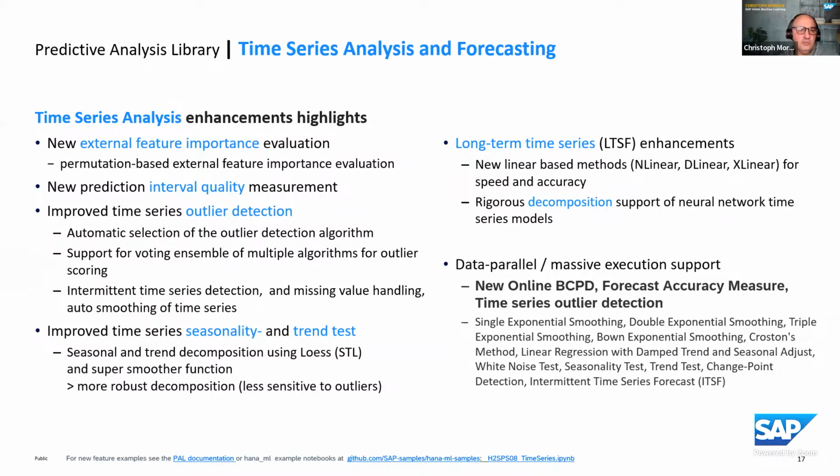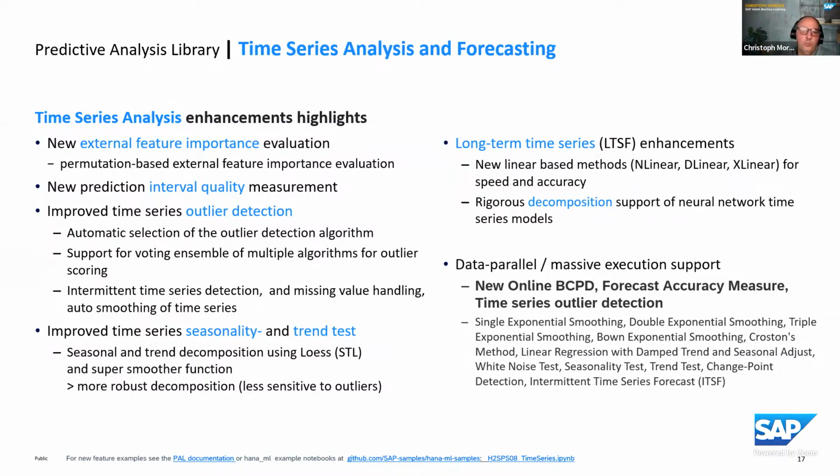There's also, as part of the automated analysis, the detection of intermittent time series, including missing value handling and smoothing of the actual time series before the forecasting model is trained. Then the seasonality test has also been improved, with the seasonal and trend decomposition using the LOESS and STL methods, but basically on a high level providing a more robust decomposition, less sensitive to outliers in our time series data.